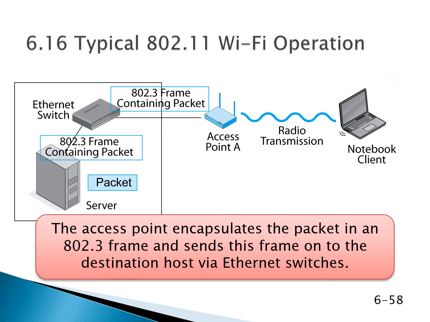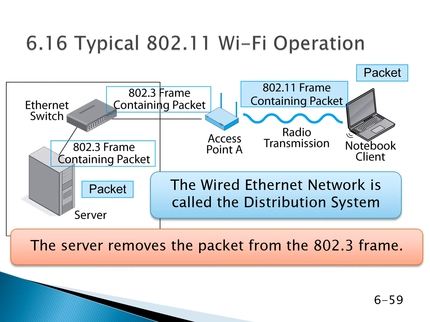And then as we said, the access point encapsulates the packet in an 802.3 frame and sends the frame onto the destination host via the Ethernet switches. And then the server removes the packet from the 802.3 frame. So the frame header is thrown away, and then we just take the packet and get the content of the packet. So in this case, the wired Ethernet network is called a distribution system.